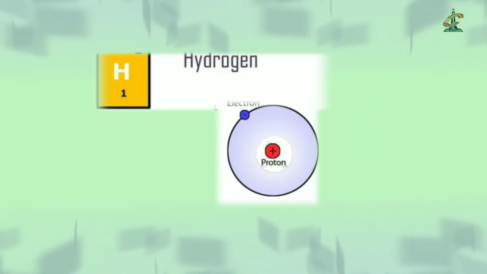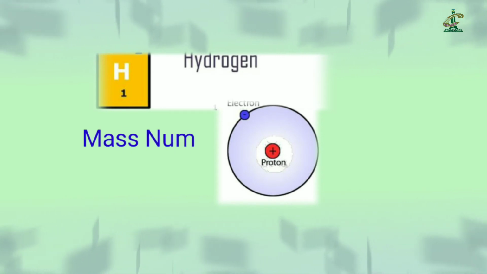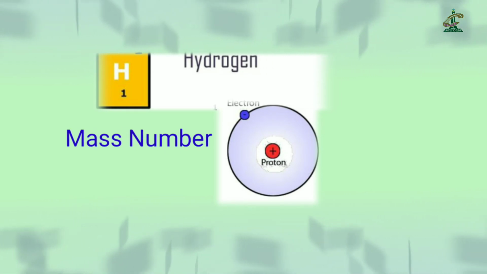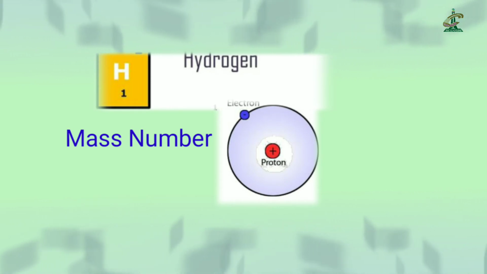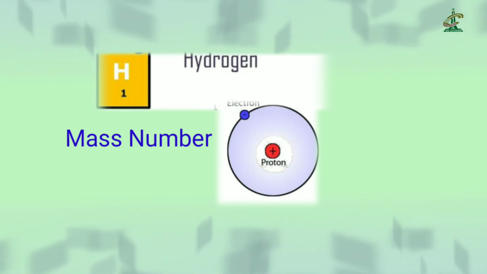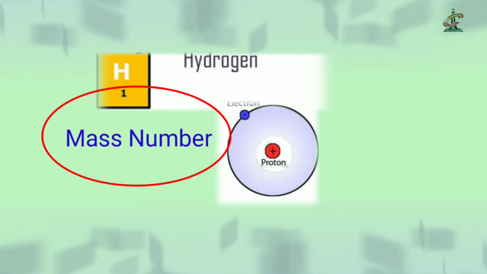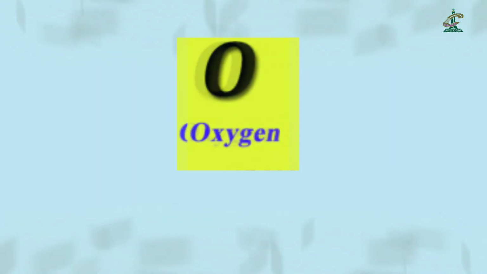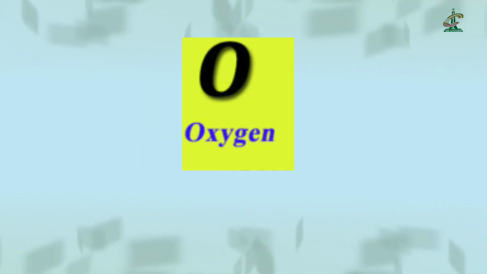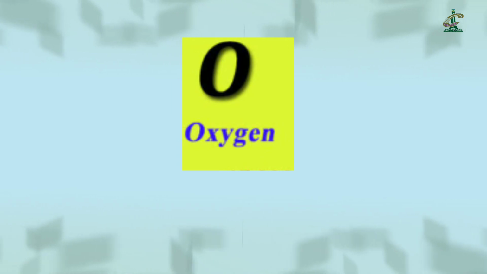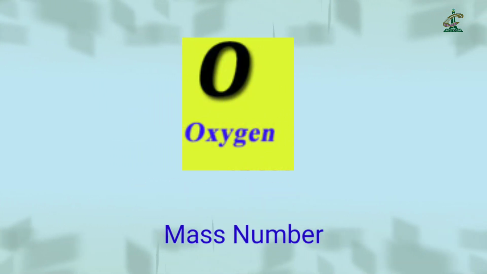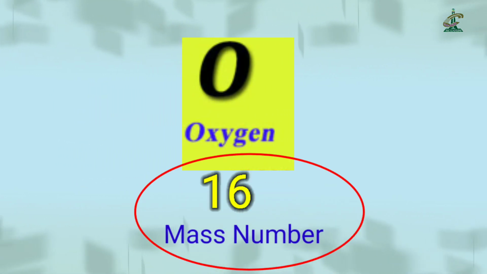Now here we have hydrogen. As you all know students, hydrogen is a gas which is very light in weight. So the mass number of hydrogen is 1. Next element is oxygen. Oxygen is a gas which is present in our air. The mass number of oxygen is 16.